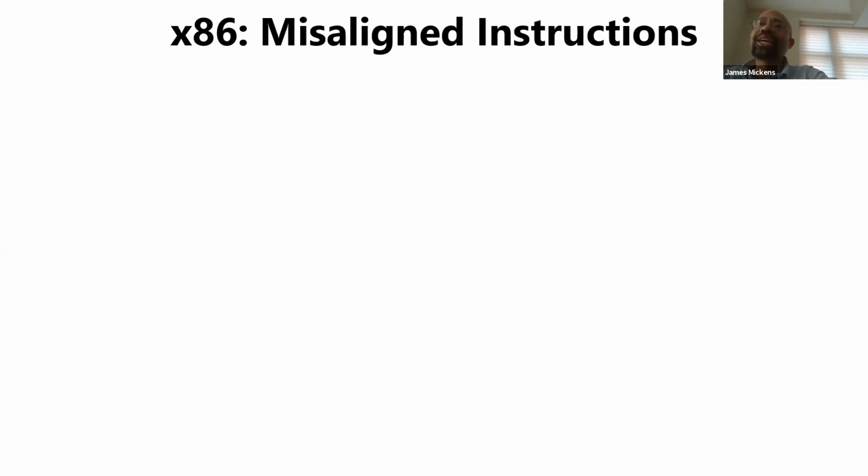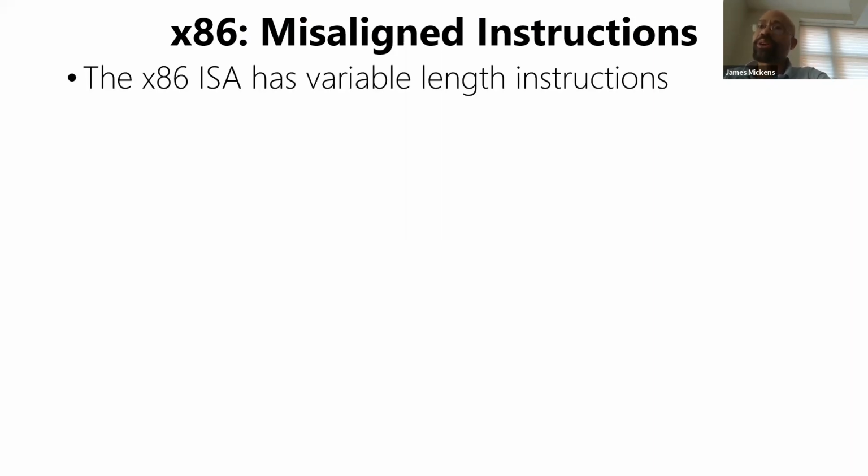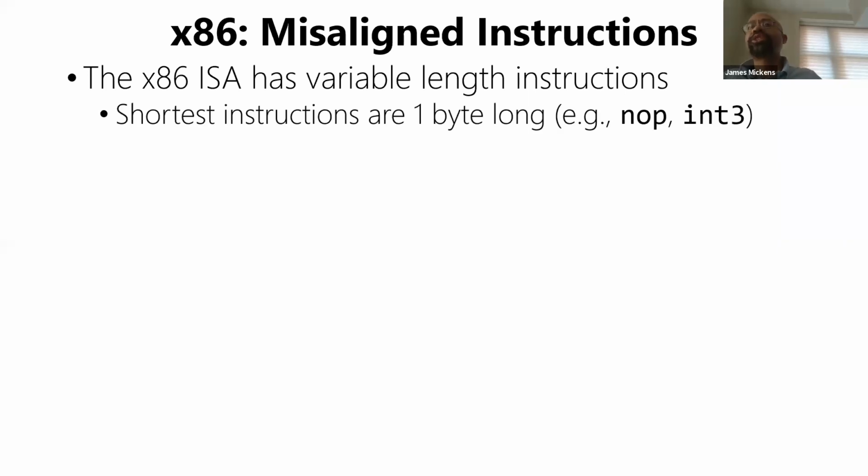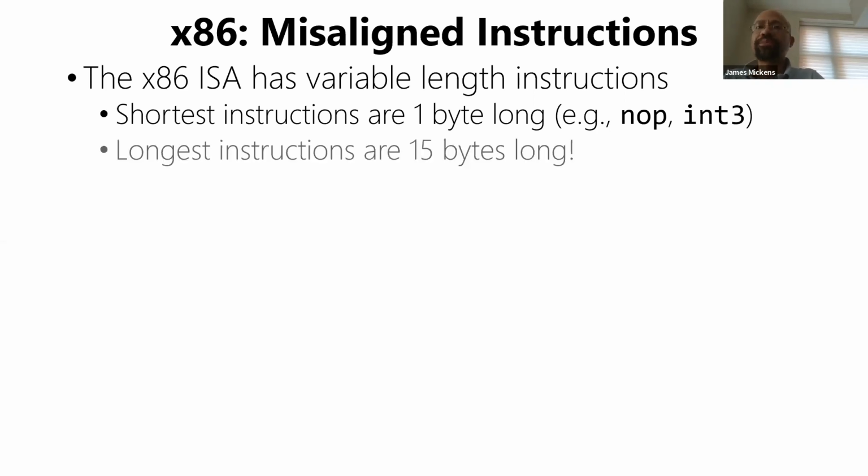Now, one thing that makes it much easier for the attacker to find gadgets is this thing called misaligned instructions. What does this mean? So the X86 ISA actually has variable length instructions. This is different from some other ISAs that have fixed length instructions. That's not true in X86. So the shortest instructions are 1 byte long. So like a no-op is 1 byte. Int3, which I think is the debugging interrupt generating instruction, that's 1 byte long as well. The longest instructions are 15 bytes long, as far as I can tell. And so that's actually pretty interesting, right? That you have such a wide variation in instruction length.